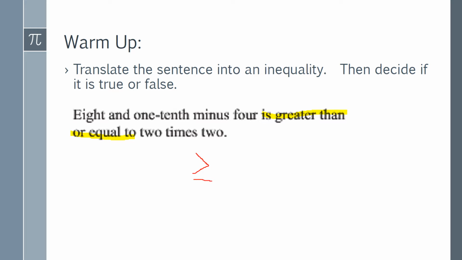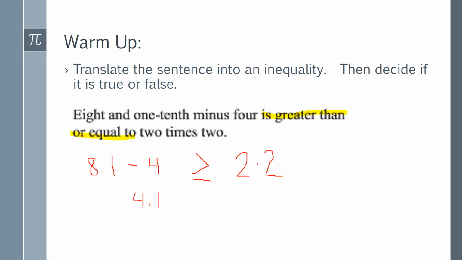Greater than looks like a lazy 7, or equal to has the line underneath. So everything to the left of the sign is going to be to the left of is greater than or equal to, and everything to the right is going to be to the right of the sign. So we've got 8 1/10 minus 4. So 8 1/10 would be 8.1 minus 4 is greater than or equal to 2 times 2.